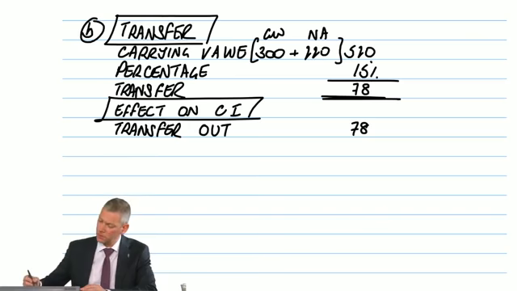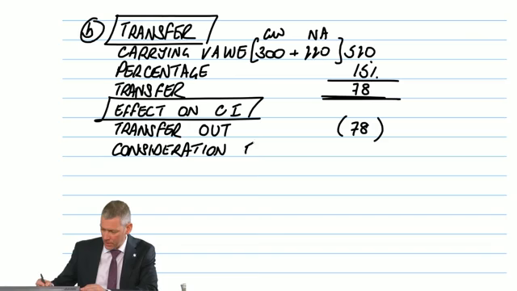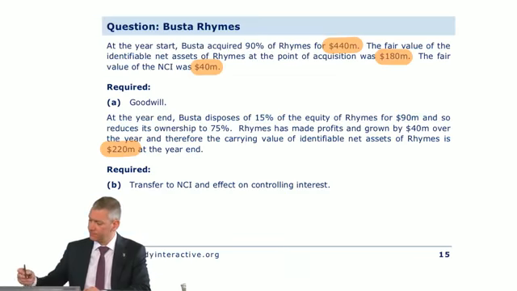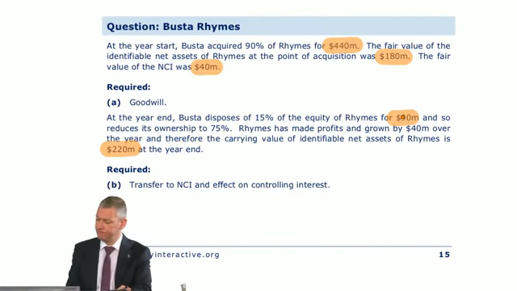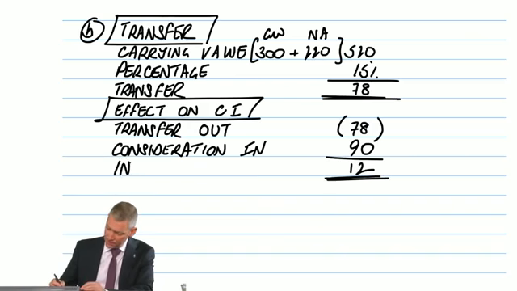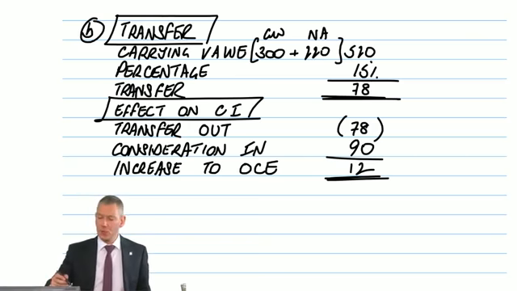Transfer out, so that's a sausage, isn't it? And therefore the consideration, which always has the opposite sign, will be in, and I seem to remember it's 90. Yep. 90, giving us plus 12, an increase to OCE.